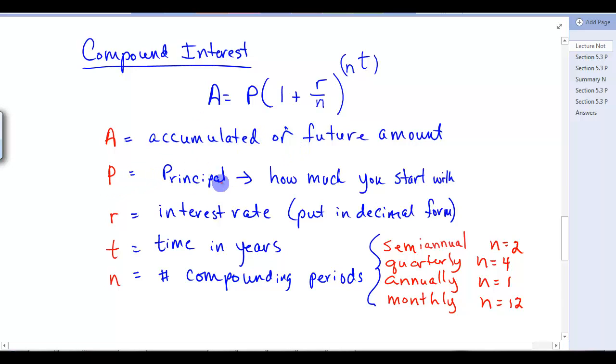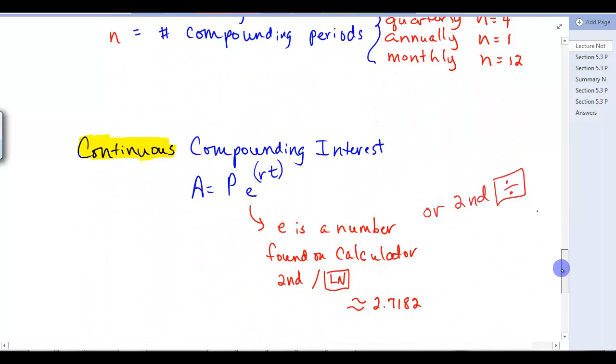P is the principal. That's how much you start with. If I put the $100 in today, 100 is the principal. R is the interest rate, and usually if you're doing it by hand, you're going to use decimal form. T is the time in years. So if you were given something in months, you would want to convert that to a fraction of a year. And N is the number of compounding periods. So if the problem said we were going to compound semi-annually, you would use 2 for N. Quarterly, N is 4, annually 1, monthly 12. So those are the parts of that formula that you're going to use.